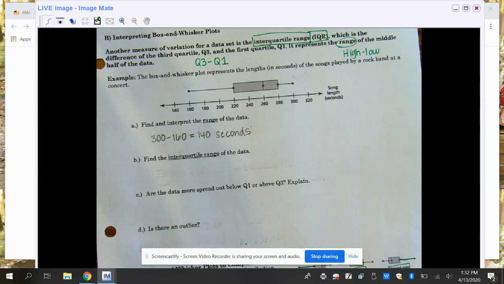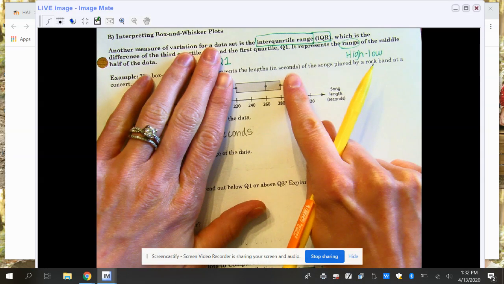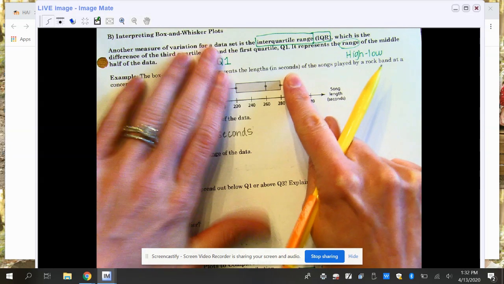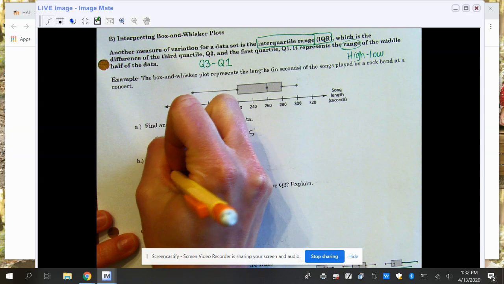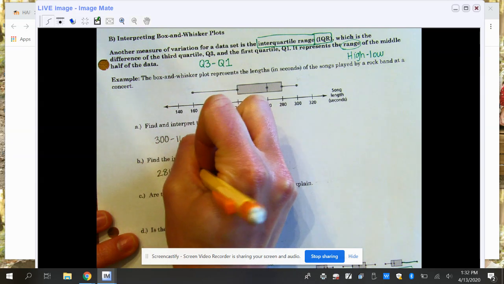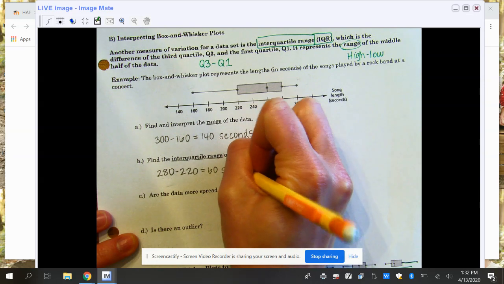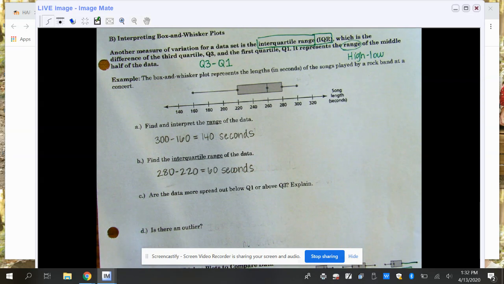Okay, so then the interquartile range is just the difference between 280 and 220, which brings this down to 60 seconds. So that tells you that the middle 50% of the data ranges between 60 seconds of each other.